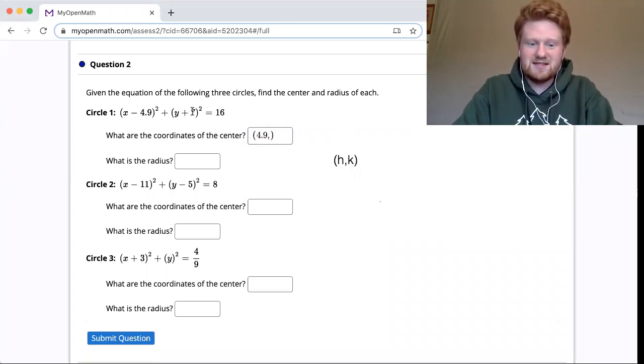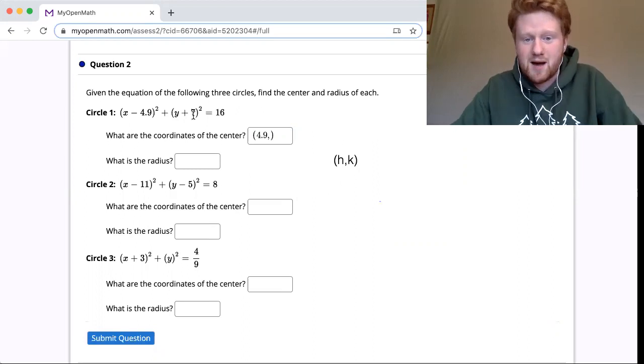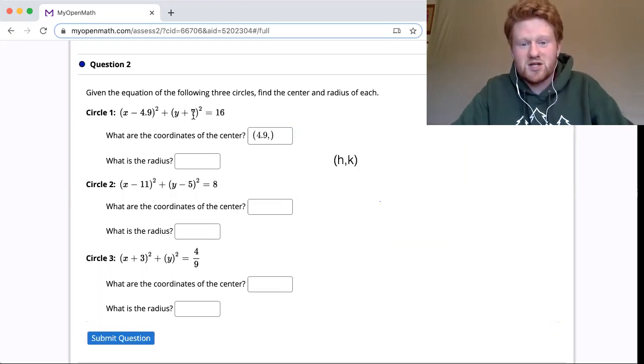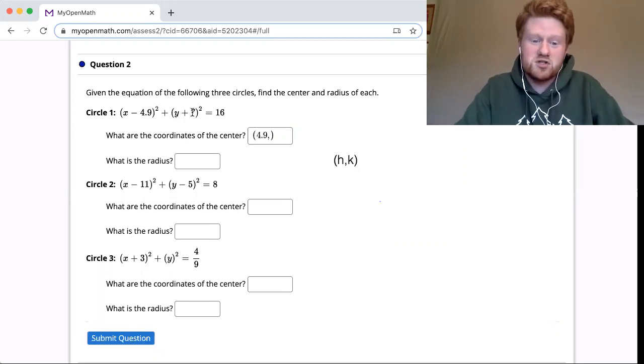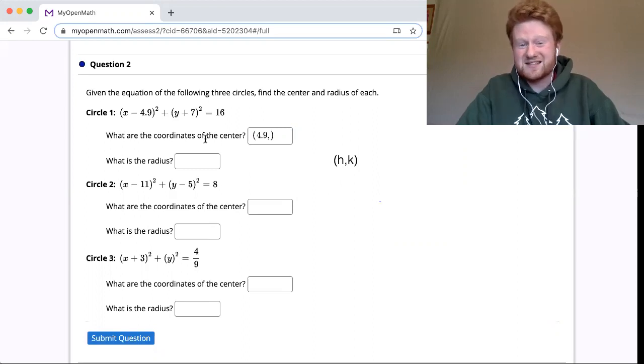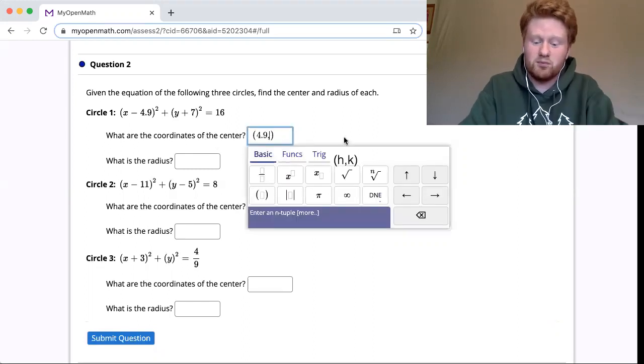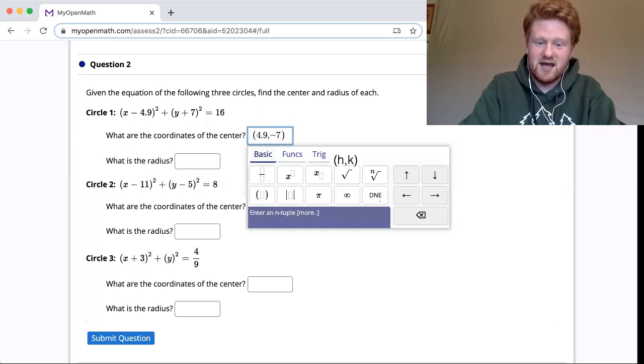Now, in that second part, we have y minus k, but here we have y plus 7. And remember, just like in that first problem, the reason we have a plus there is because we were subtracting a negative, which is going to tell us that our k value is actually negative 7. So when they went y minus k or y minus negative 7, they just wrote y plus 7. So we'll get 4.9 and negative 7 for our coordinates there.